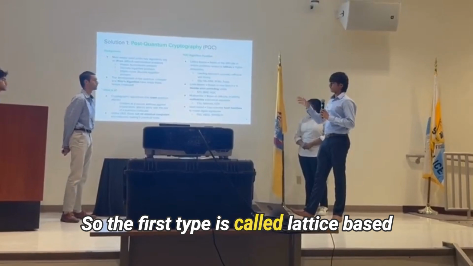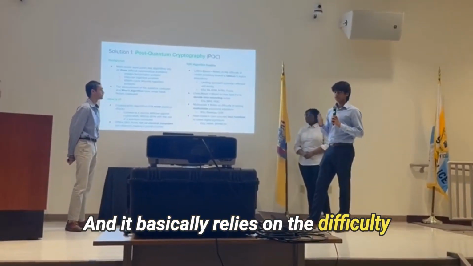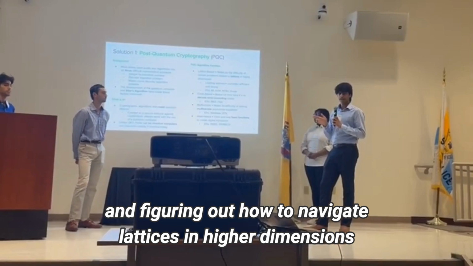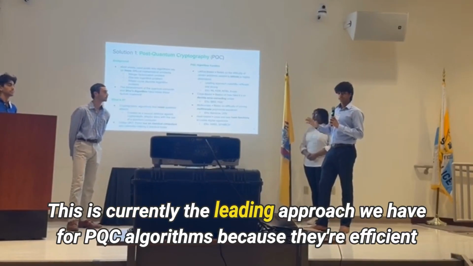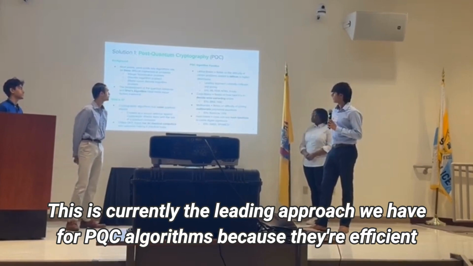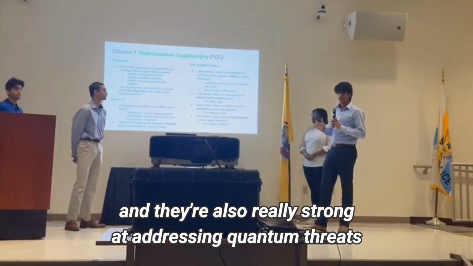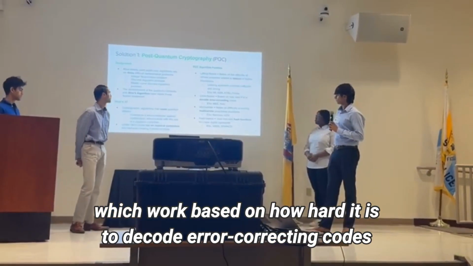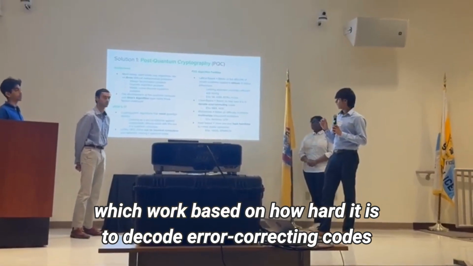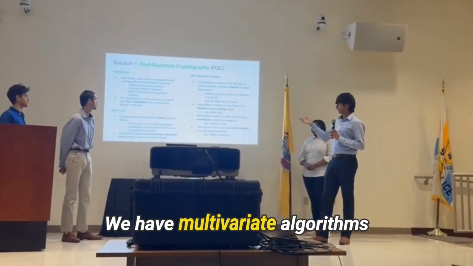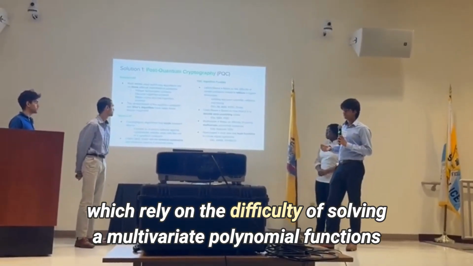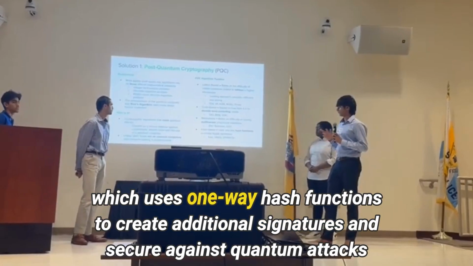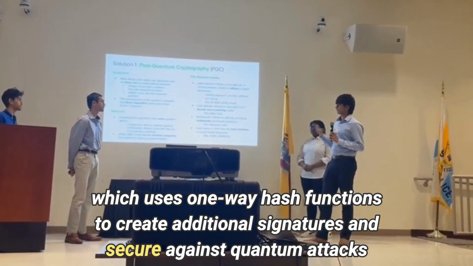So the first type is called lattice-based, and it basically relies on the difficulty of using lattices in higher dimensions and figuring out how to navigate lattices in higher dimensions. And this is currently the leading approach we have for PQC algorithms because they're efficient and they're also really strong at addressing quantum threats. And we also have code-based algorithms, which work based on how hard it is to decode error-correcting codes. We have multivariate algorithms, which rely on the difficulty of solving multivariate polynomial equations. And we have hash-based, which uses one-way hash functions to create digital signatures and secure against quantum attacks.